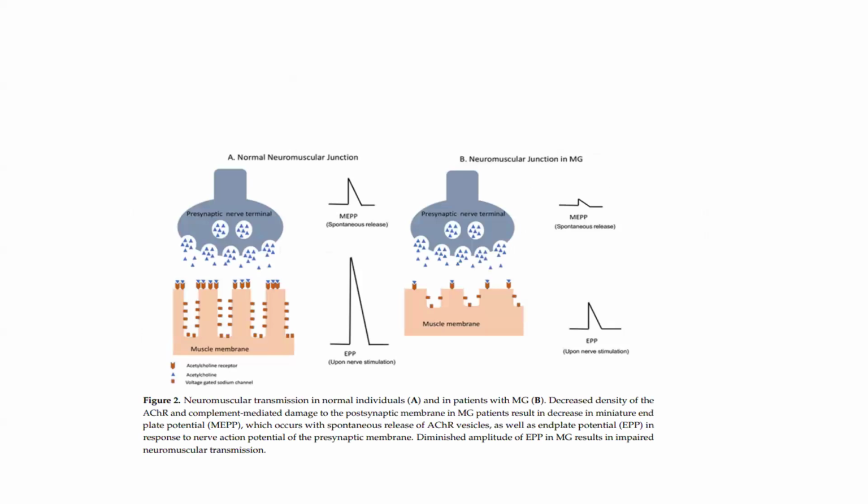So this is a diagrammatic representation of neuromuscular transmission in a normal individual and in a patient with myasthenia gravis. We can see the decreased density of acetylcholine receptors and complement-mediated damage to the postsynaptic membrane in the myasthenia gravis patient result in decreased miniature end plate potential, which occurs with spontaneous release of acetylcholine vesicles, as well as end plate potential in response to nerve action potential of the presynaptic membrane. So the diminished amplitude of end plate potential in myasthenia gravis results in impaired neuromuscular transmission.